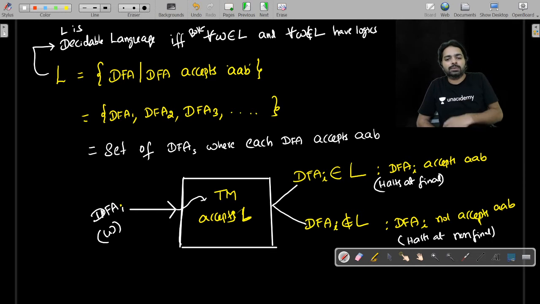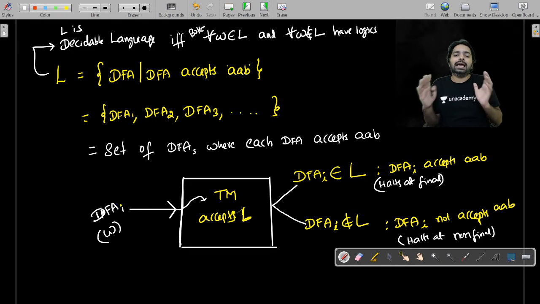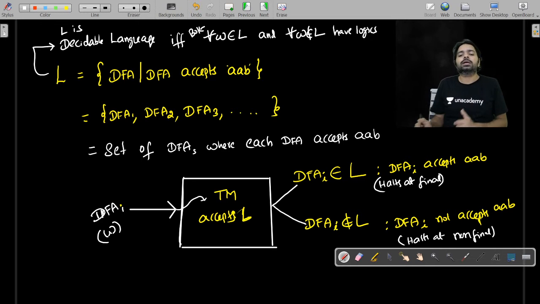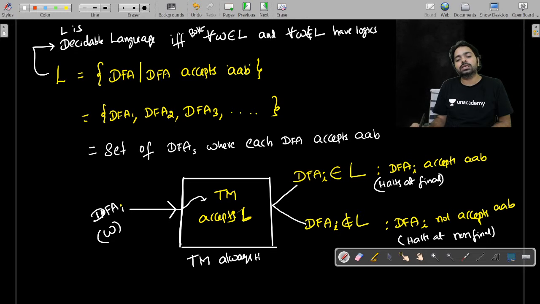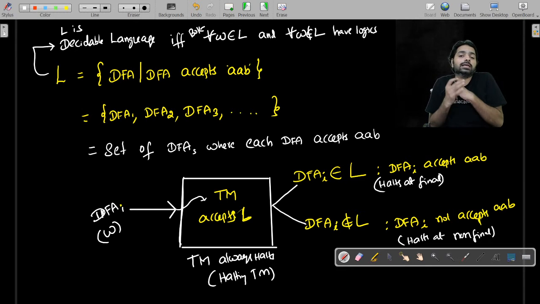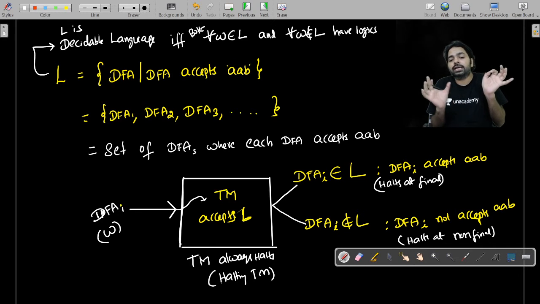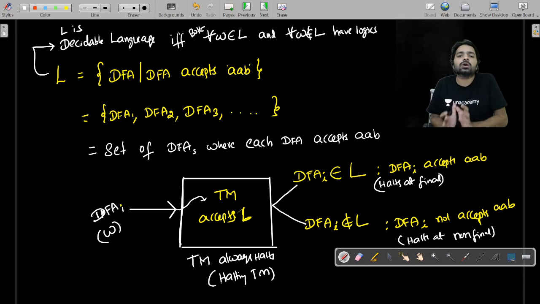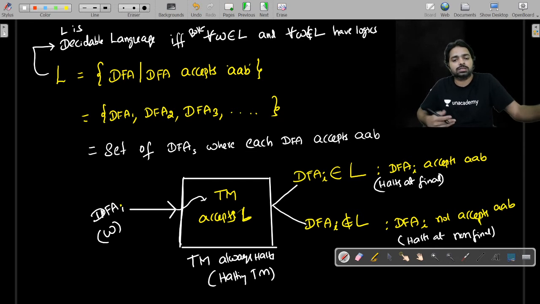A DFA is your input. So every member inside the language has a logic, and every member outside the language also has a logic. Then that problem is decidable, because this TM always halts. So you can call this TM a halting Turing machine. And guys, most of the people have a little confusion about TM and halting TM. A halting Turing machine is also a Turing machine, but the property of that Turing machine is that it always halts.